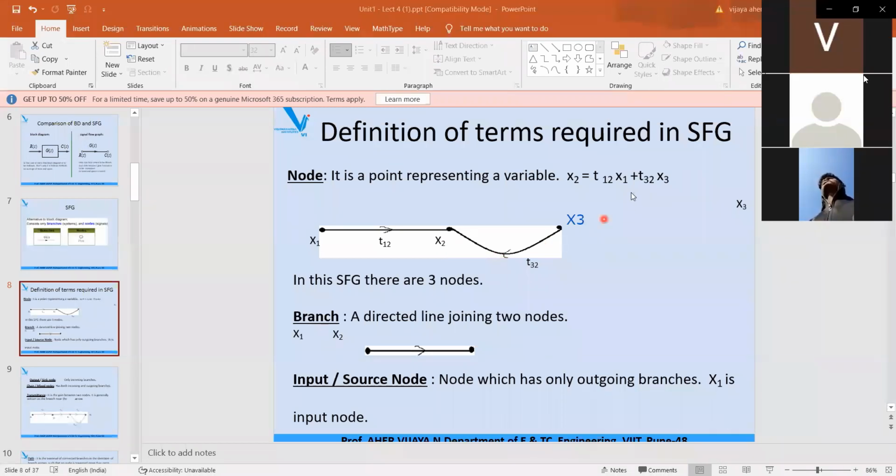So I have written, yes, plus, okay, beta, T32 into x3. So this is the equation for x2. So I have written x2 from this diagram. I have written the equation for x2. Now in this signal flow graph there are 3 nodes, x1, x2, x3. Right. How many branches are there? 1, 2 branches, hence 2 admittances.